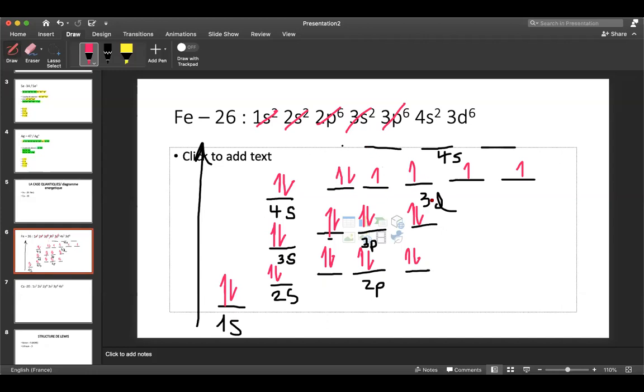Okay. So if they tell you in the exam, wherever you go, no, monsieur, mademoiselle, donnez-nous diagramme énergétique.